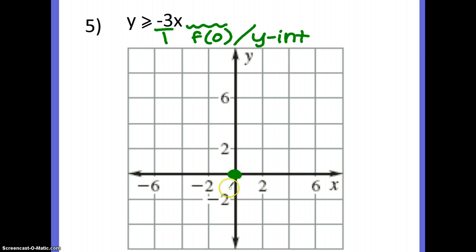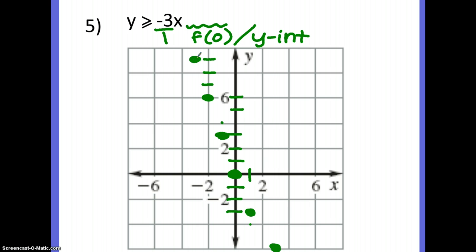So we're going to go down 1, 2, 3, and we're going to go over 1. So I'd have a point here. And we could go again. 1, 2, 3 over 1. 1, 2, 3 over 1.